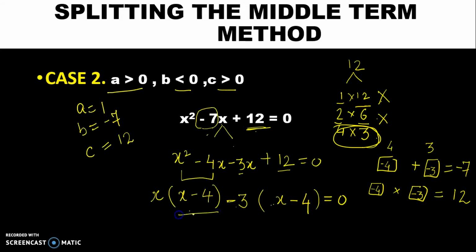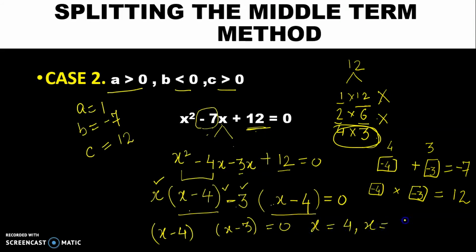Next, these two brackets which are same, write it as x minus 4. Now remaining things are x minus 3. Write it as x minus 3 is equals to 0. x is equals to 4 and x is equals to 3 will be two roots of our equation.